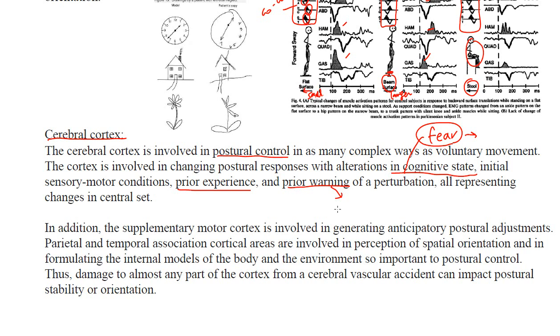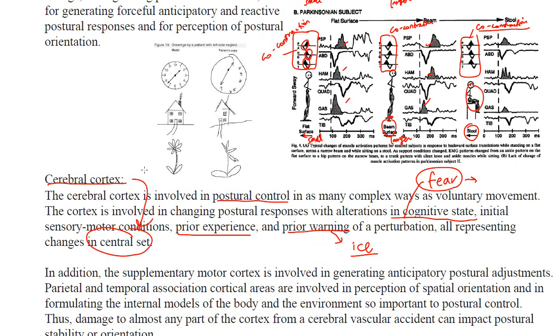So, for example, by looking at the ice on the road, your body can prepare what sort of postural sets are going to be used when you step on the ice later on. So again, it is also involved in organizing the central set, as with the basal ganglia.